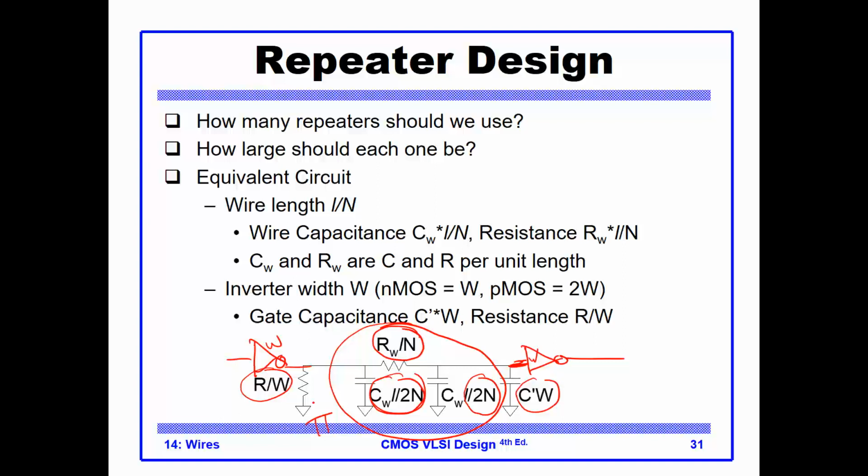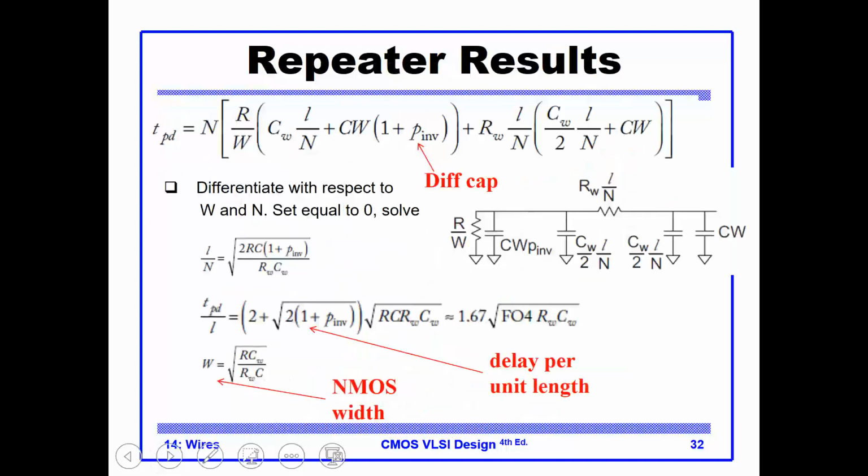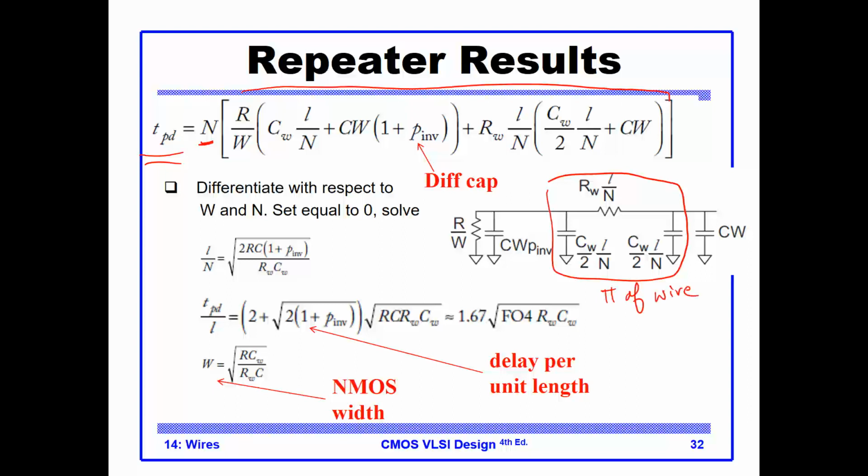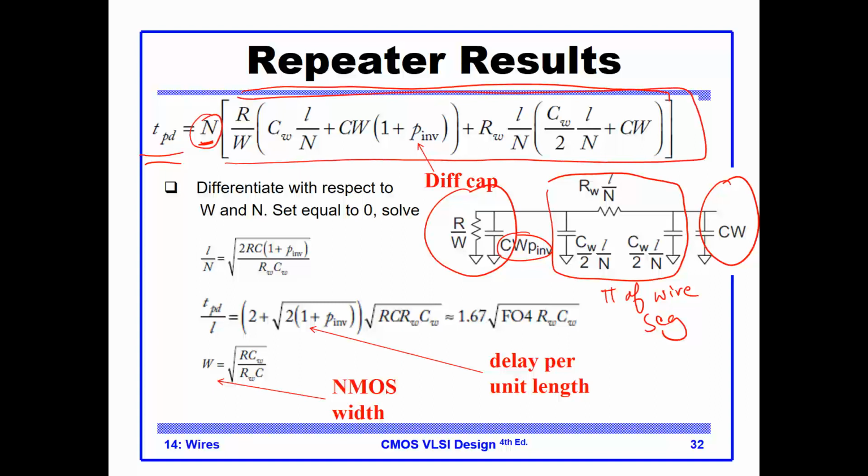Now my question is, what is the optimum W and optimum N? So to do that, I write the delay for the entire wire: n times the delay of each segment. And for each segment I can draw the RC circuit. This is the pi model of the wire segment. This is the receiver. This is the driver, and it includes here the diffusion capacitance. Now, once I model one segment, I multiply this by n to model the delay of the entire wire.